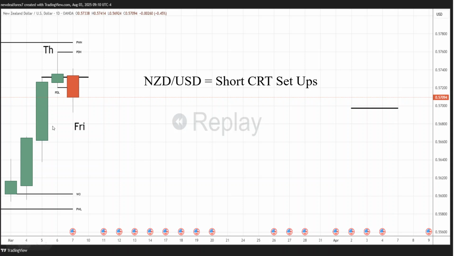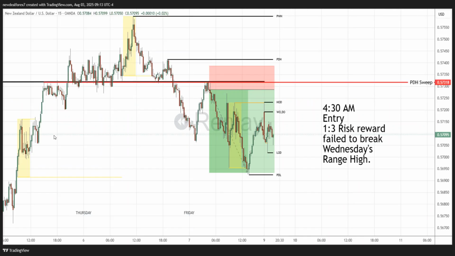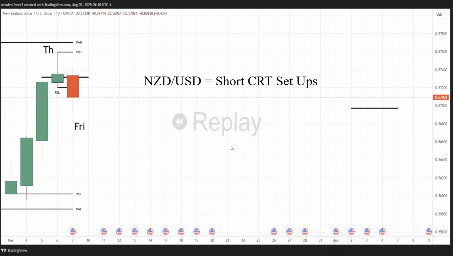So this is the daily chart right here. Let's drop down to the 15-minute chart here. Okay, so this red line here is that Wednesday long. Price failed to break it. Our best entry would have been during London at 4:30 a.m. It didn't give much window to get in. This would have been about a 1 to 3 because as we can see from the daily chart, it did not go all the way.